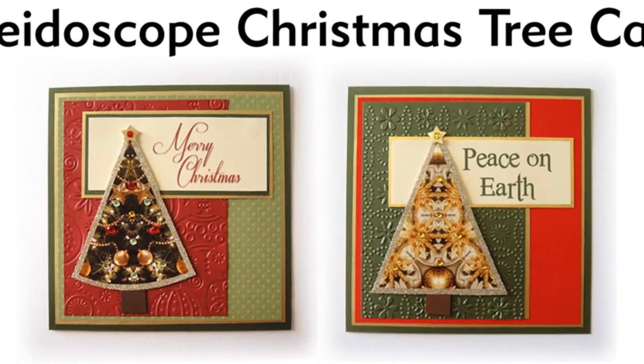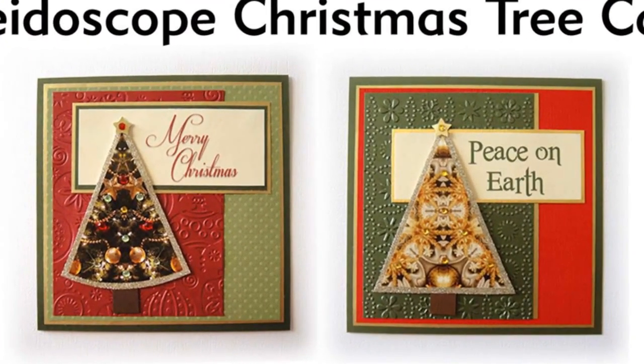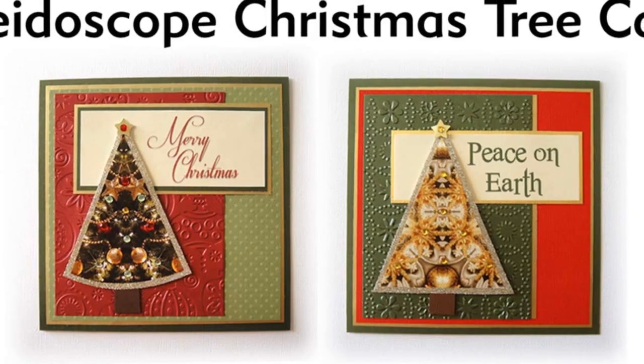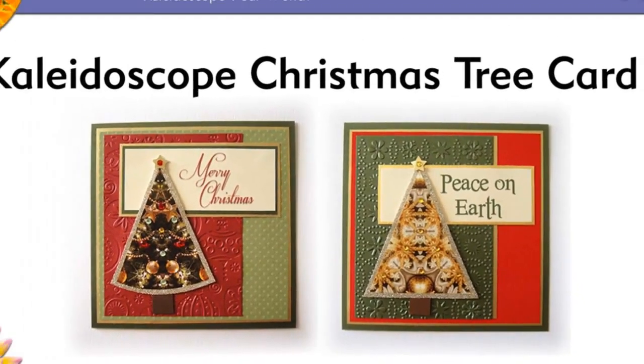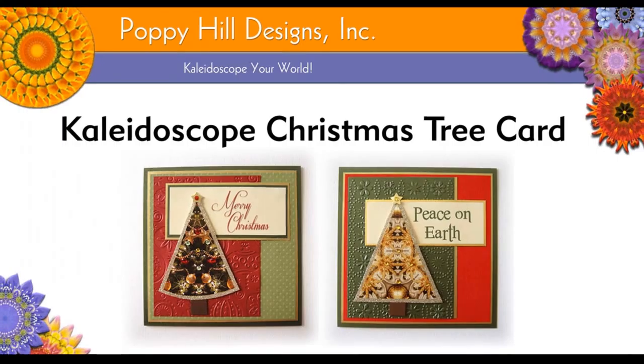So here are 2 examples using the kaleidoscopes that I showed you. The first tree has the rounded edge bottom, and that's made from the circle kaleidoscope. And the second one, or the gold tree, is made from the 8-sided kaleidoscope.